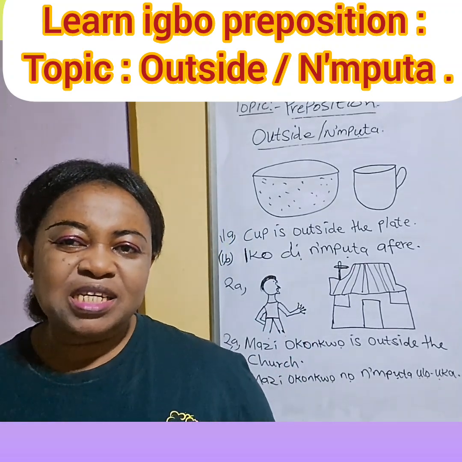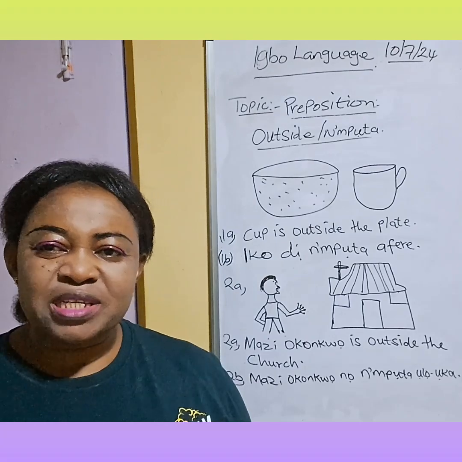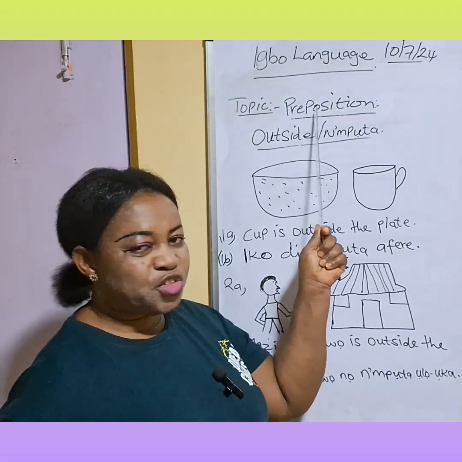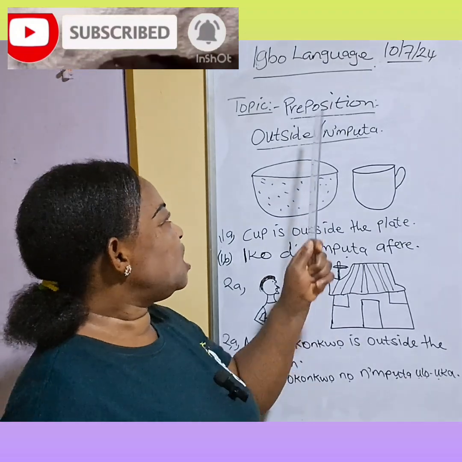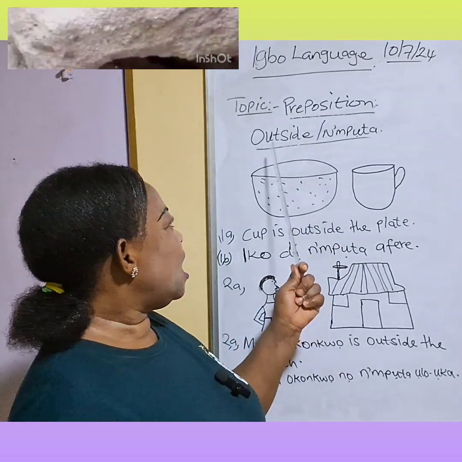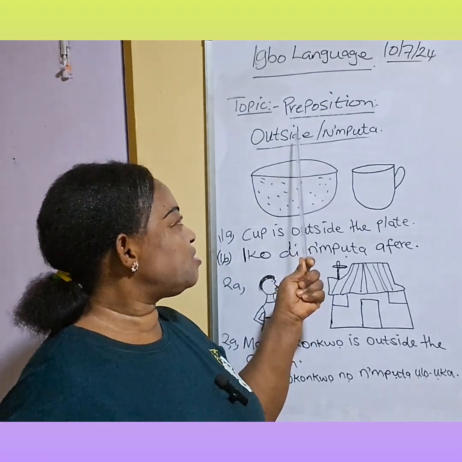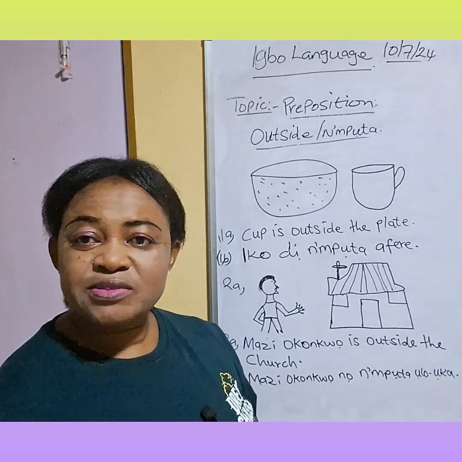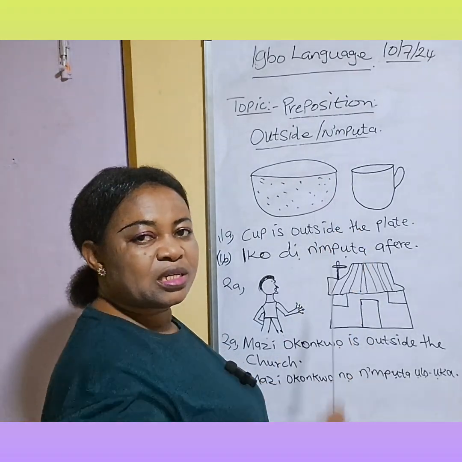Back to my class. We have Igbo language, still on our topic that says preposition. Under preposition, we are going to look into a topic that says outside. Class, repeat after me. Say outside. Yes, outside in Igbo it means nampota.